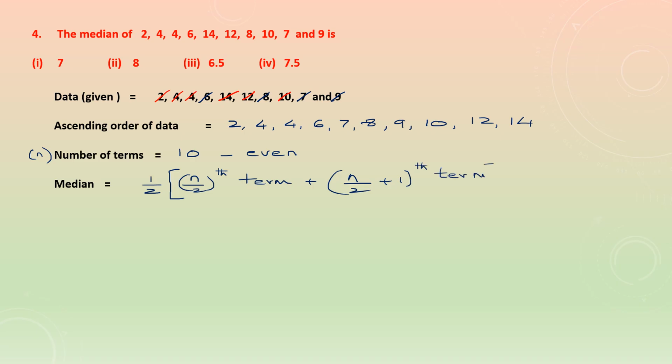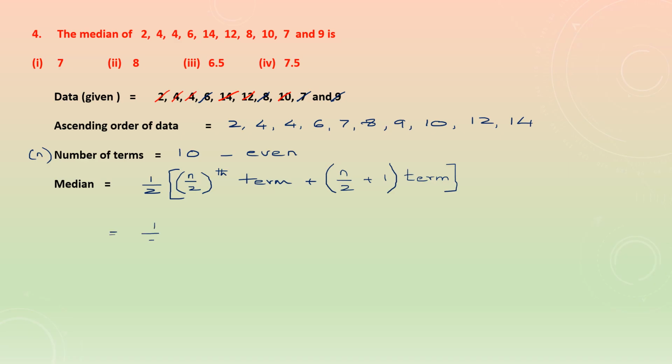Okay, so I hope you have understood this. So let me repeat that. Half into the n by 2 term, plus the n by 2 plus 1 term. When you add up the 2 and divide it by 2, that is the term that is going to be your median here. Another way of finding it is a simpler way. I will teach you how to cross check once this is done. So let's start working this out.